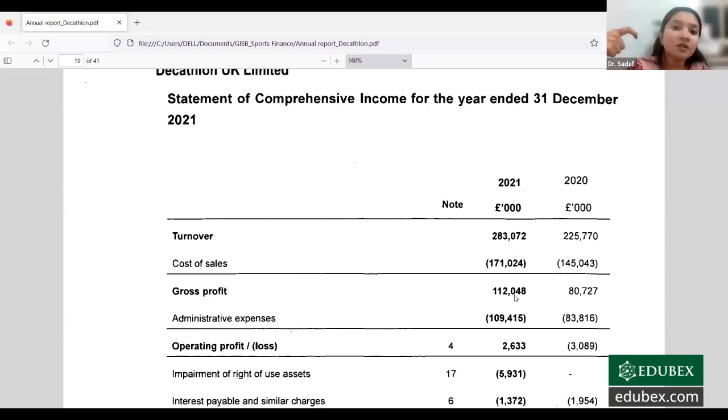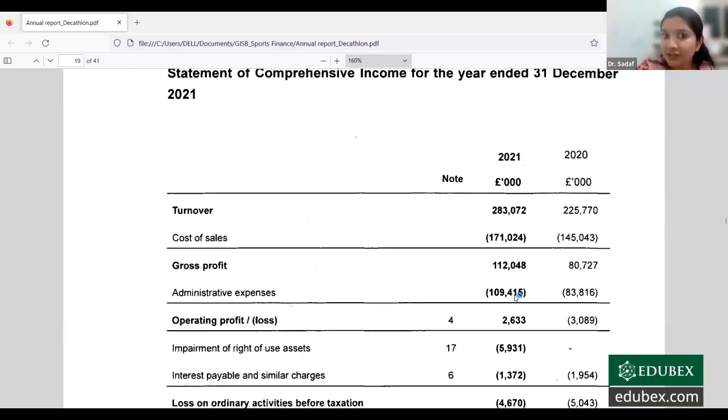Because once you know the terms, then it's easy for you to understand whether the company is growing, doing well, or not doing well. Then you can see the administrative expenses. So administrative expenses are like marketing expenses, my office expenses, the salaries which I'm paying to my employees. All of this will come in the administrative expenses.